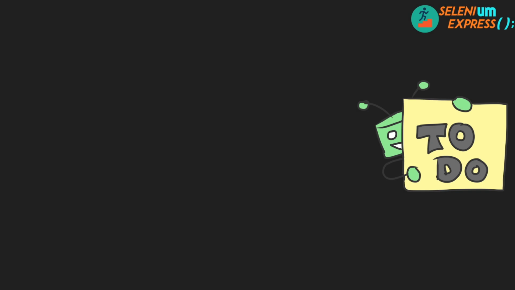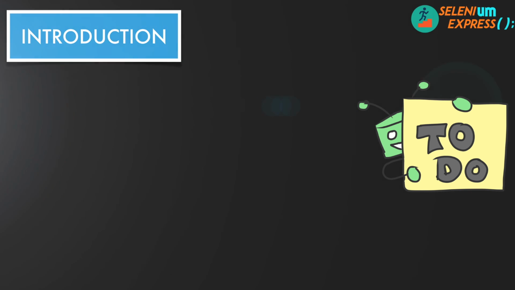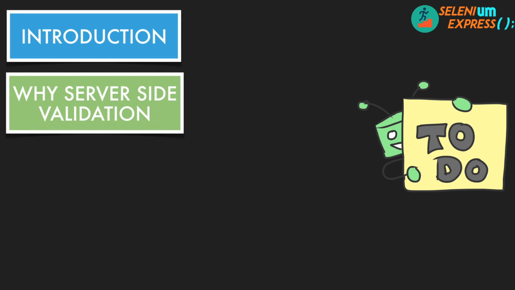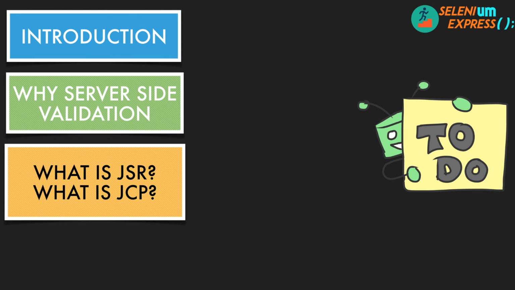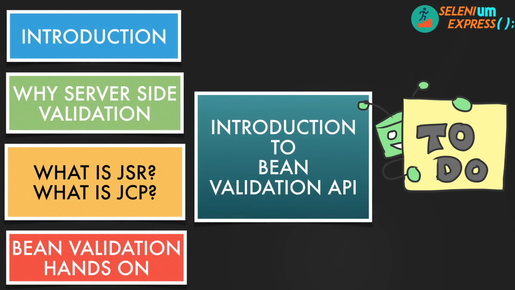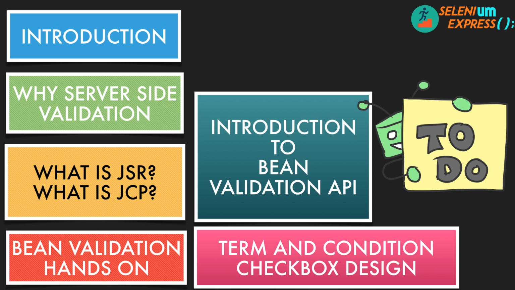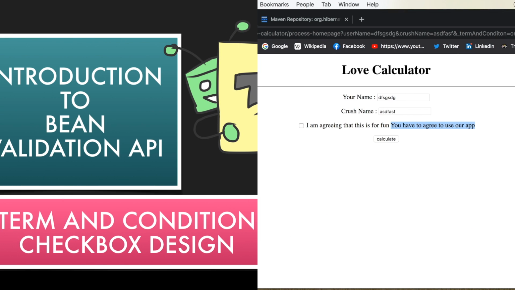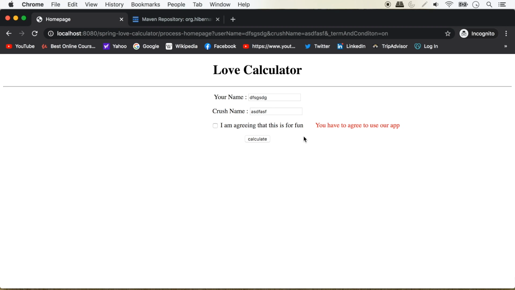Before we go ahead, this is the content that I'm going to cover in this video. First, I'm going to give you the introduction to this topic. Then I'll tell you why we need server-side validation with a real-time example. If you feel you already know about it, you can skip this section. Once we complete that, we will understand what JSR and JCP mean. Then I'm going to give you an introduction to the bean validation API. After that, we are going to do a lot of hands-on work with bean validation. And at last, we are going to design the terms and conditions checkbox for our home page, and we will restrict the user if he is not checking the terms and conditions checkbox.